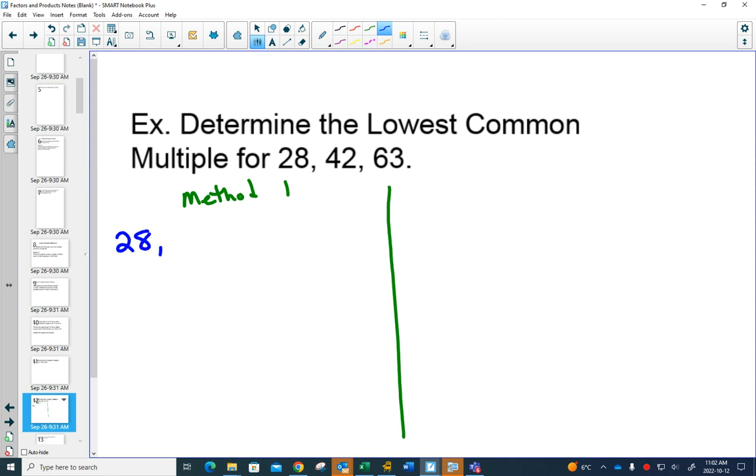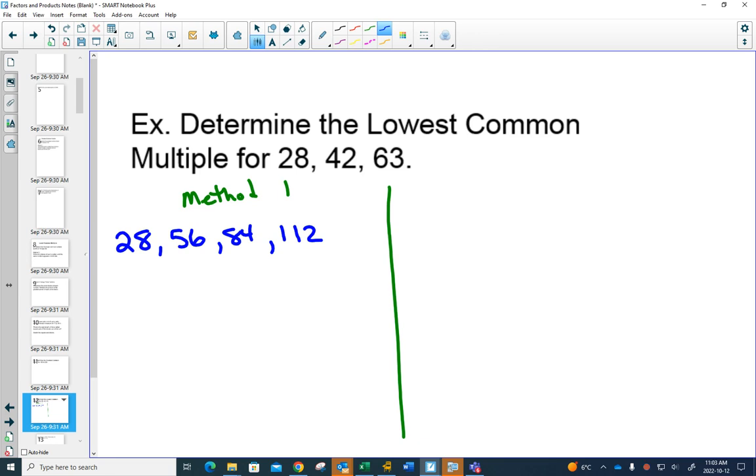28 times 2 is 56. Add another 28, 84. Add another 28 would give me 112. Now, how many should I do? Well, when I'm doing this method, I do a little bit of mental math to check if things work out. And when I was at 56, obviously that's not a multiple of 63, so I went to 84. 84 obviously wasn't a multiple of 63, so I kept on going. And I just did one more.